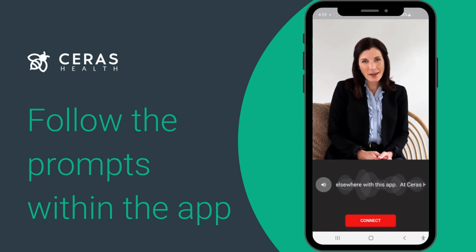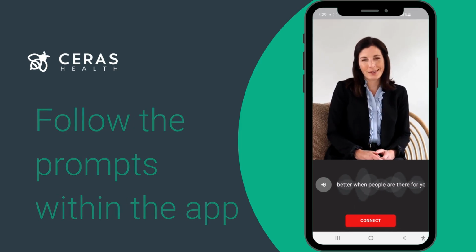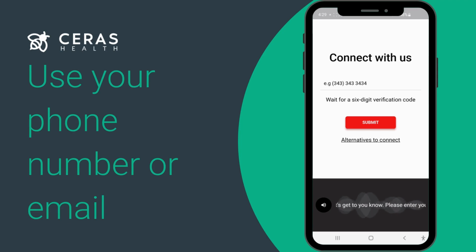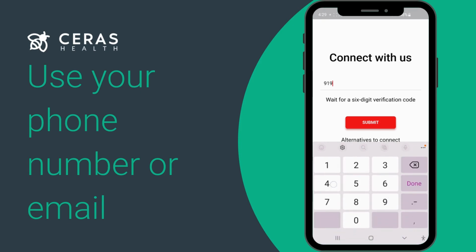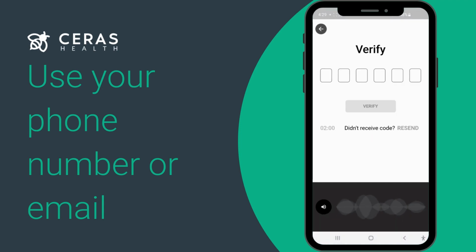You will be prompted to enter your telephone number or email to confirm. Here you can enter your telephone number or email, hit Submit. You will receive a verification code. When you do receive that verification code, you can tap on it and it will automatically populate into these boxes where you can click the Verify button.